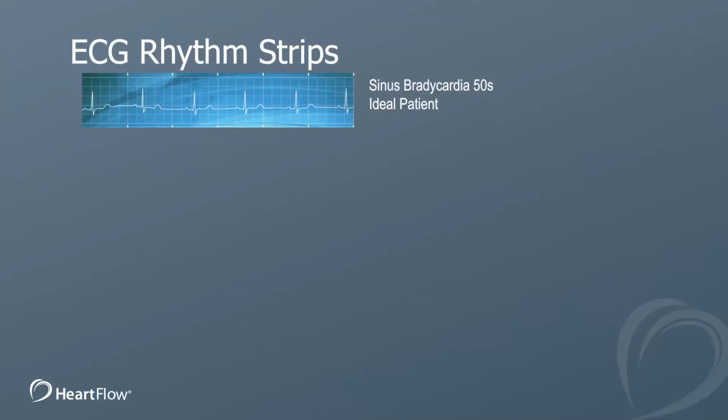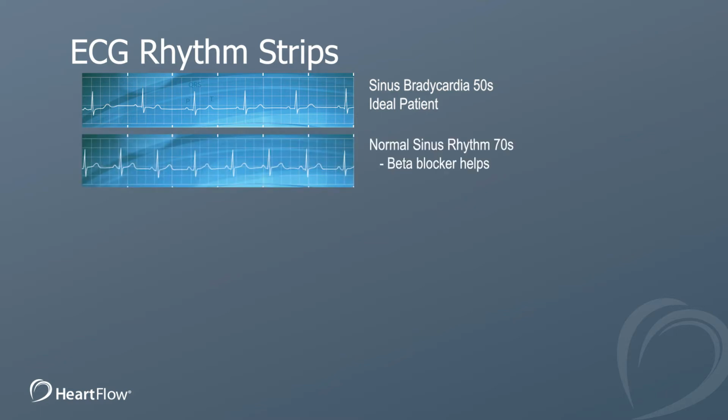Let's now talk about ECG rhythm strips and commonly encountered rhythms during cardiac CTs. First, we have sinus bradycardia. This is the ideal patient with a nice regular rhythm. This is optimal for coronary CT. Oftentimes, we have normal sinus rhythm, not sinus bradycardia, as shown in this strip here. And this is a patient that we commonly would give a beta blocker to slow the heart rate and get better images.